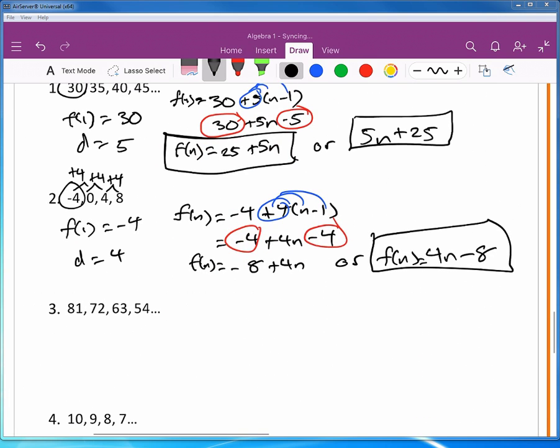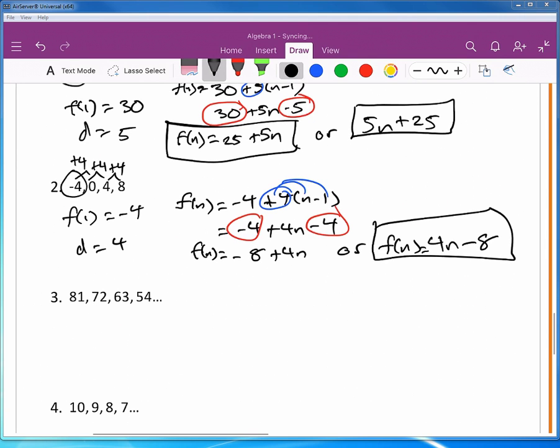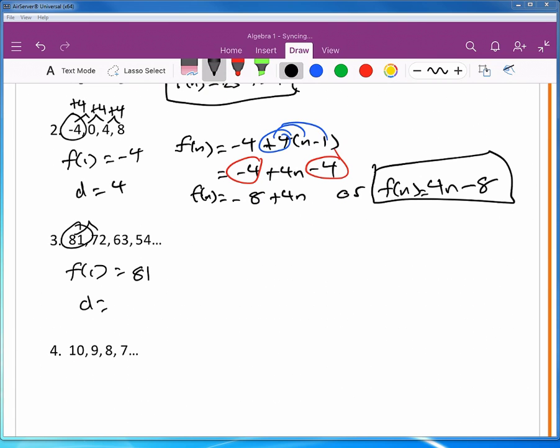All right, example 3. Again, same steps. Find the first number, 81. Find the difference. 81 to 72, looks like we're subtracting. It's going down, right? So it is going to be negative. You're subtracting 9. 72 to 63, minus 9. 63 to 54, minus 9. So the difference is negative 9.